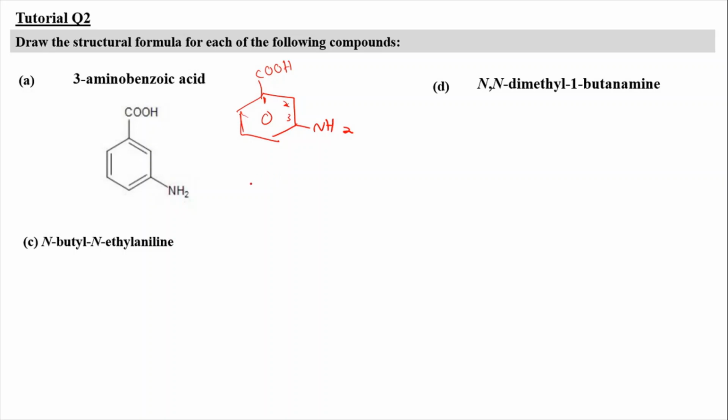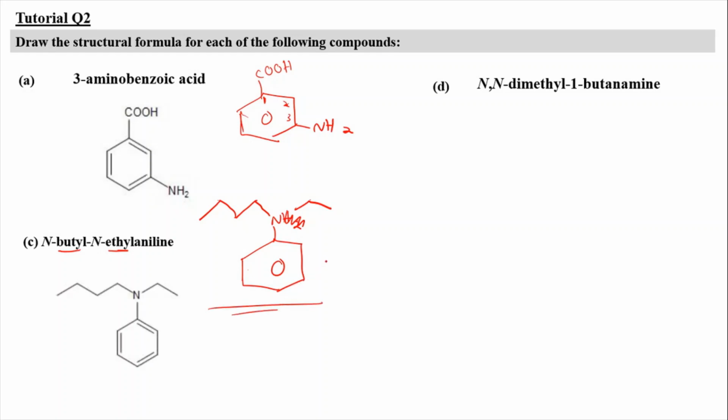Okay. And now for structure E here, we have N-butyl-N-ethyl aniline. So it is similar to the structure of aniline, which is NH2, but one hydrogen is changed into ethyl, 1 and 2, and another is changed into butyl. So you're going to have 1, 2, 3, and 4. So your structure is going to be looking something like this.